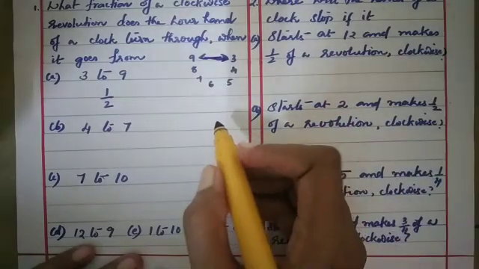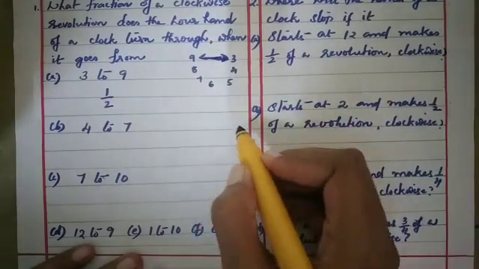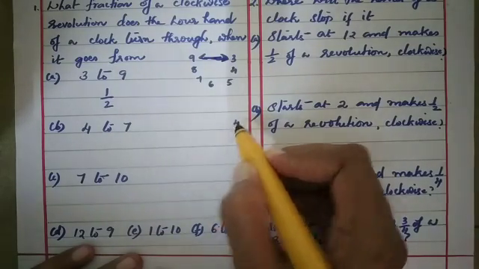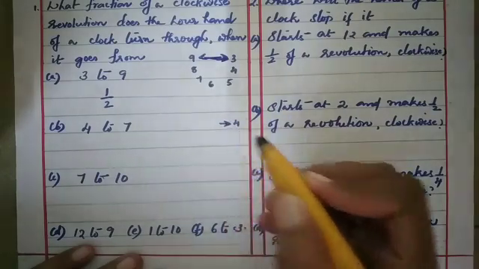Then again, part B question, 4 to 7. So here the hour hand is facing 4. The hour hand is facing 4.